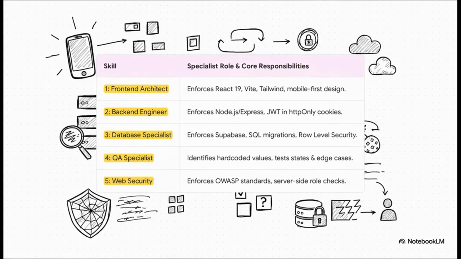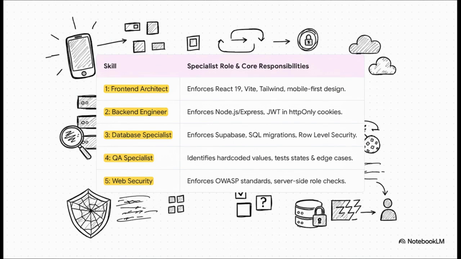Skill 1, the front-end architect. This specialist enforces our stack, React 19, Vite, and Tailwind, along with functional components and a mobile-first design standard. Skill 2, the back-end engineer. This skill enforces a Node.js and Express REST API, the use of async await, and the proper security practice of storing JWTs in HTTP-only cookies. Skill 3, the database specialist.